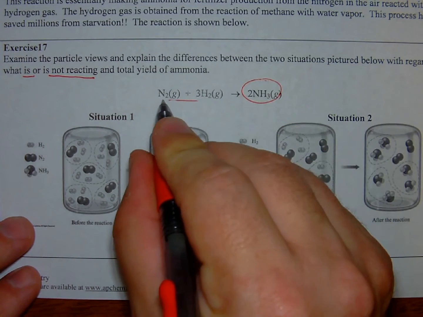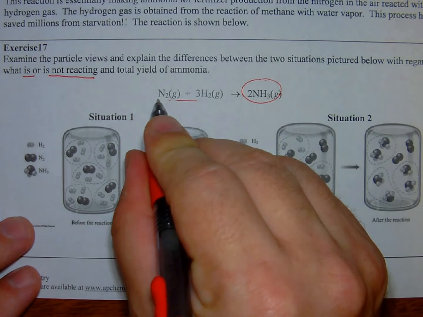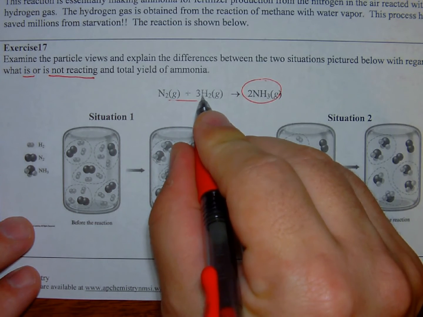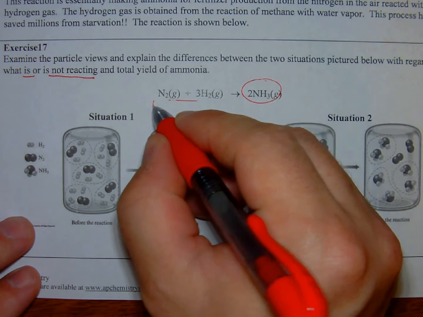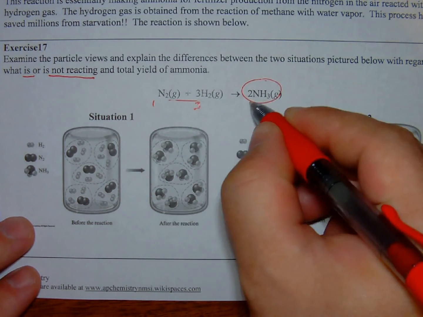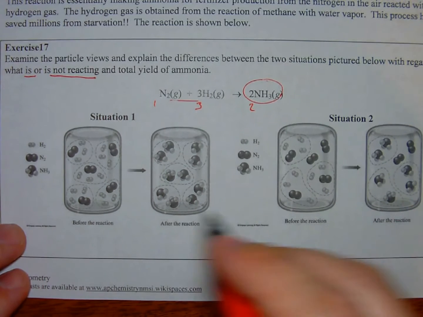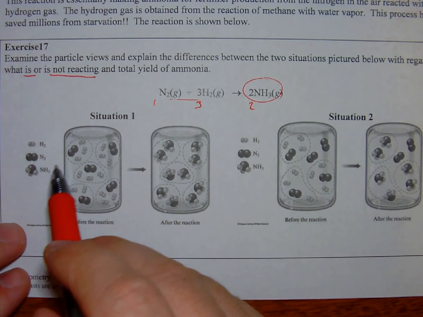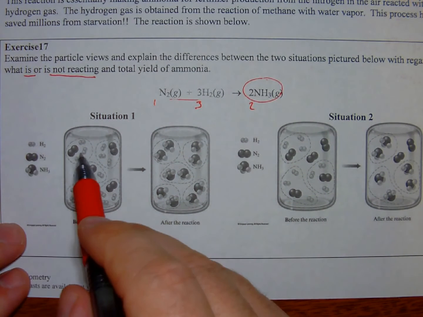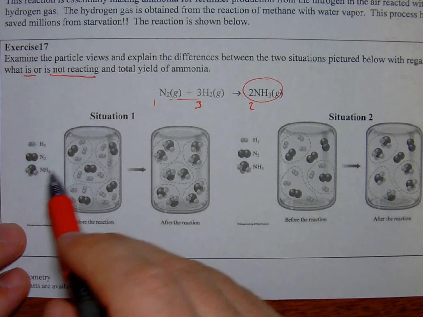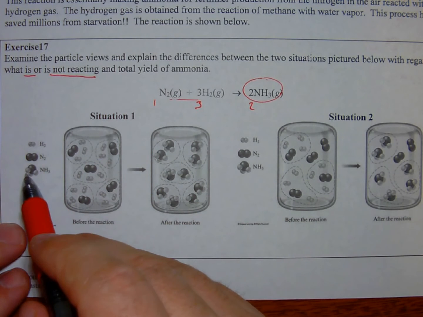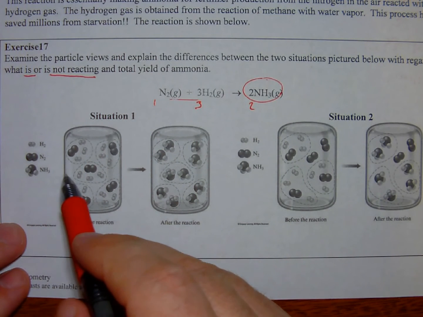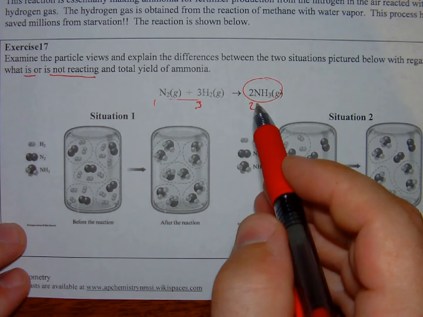And we have nitrogen reacting with hydrogen gas. Okay, and I need one of those for every 3 of those to make 2 of those. And so down here in the little key, we see that the small diatomic is hydrogen, the larger diatomic is nitrogen, and the larger compound is the ammonia that we're trying to make.